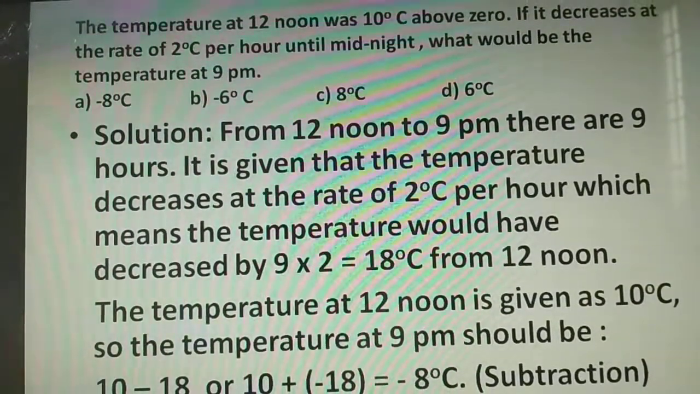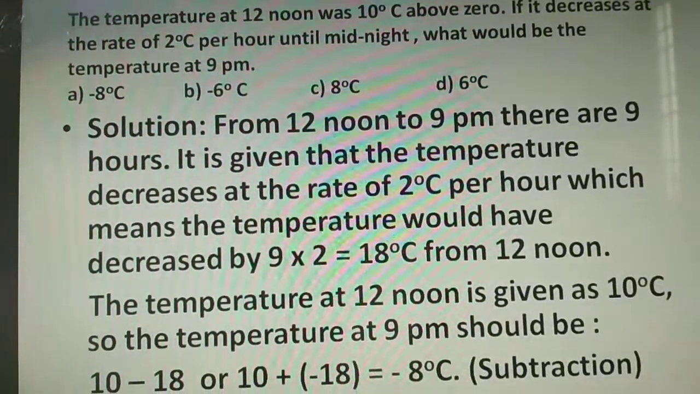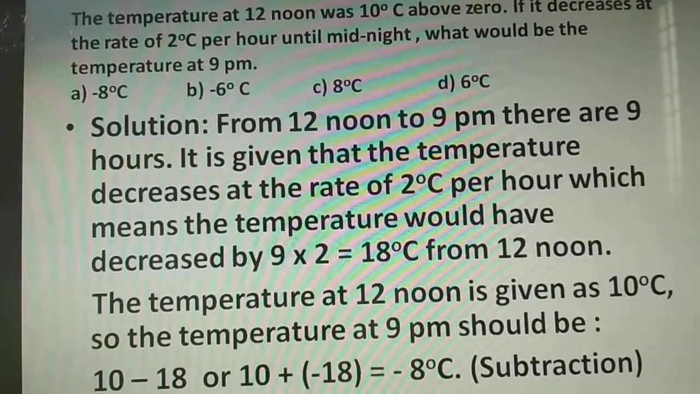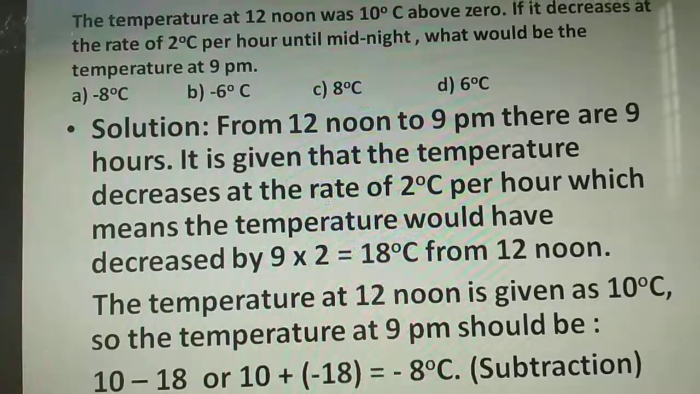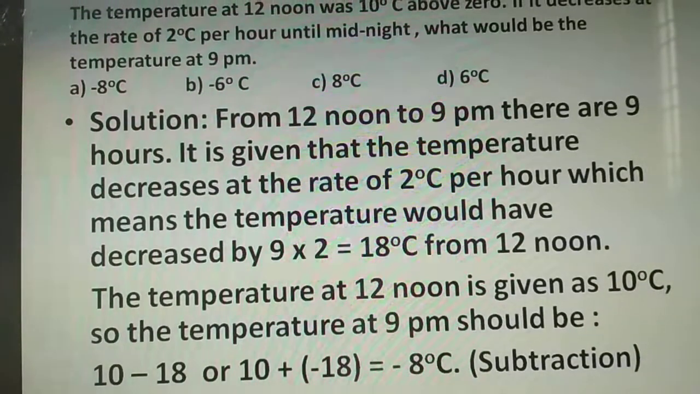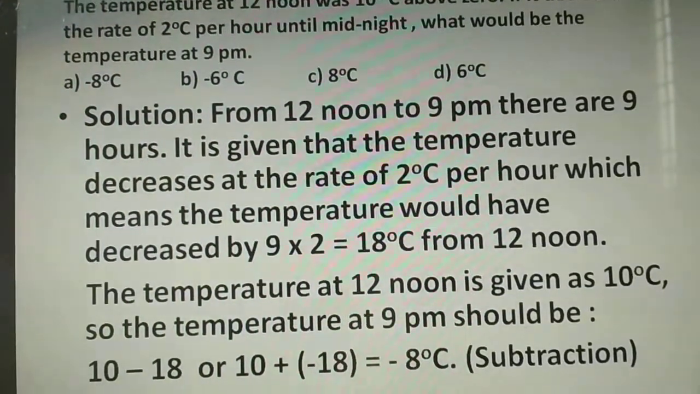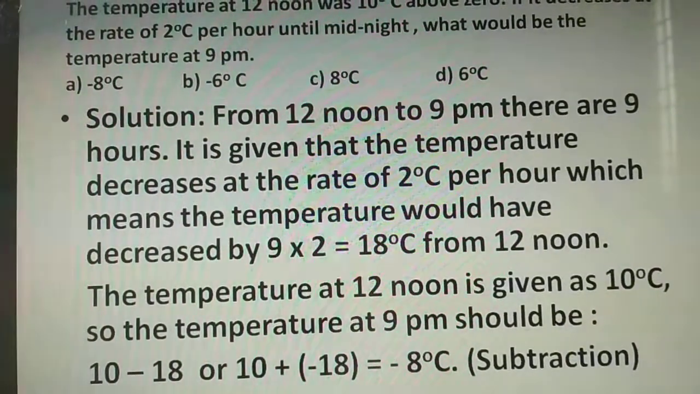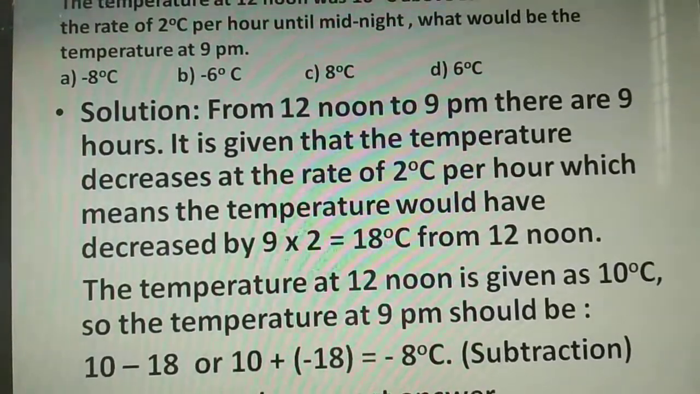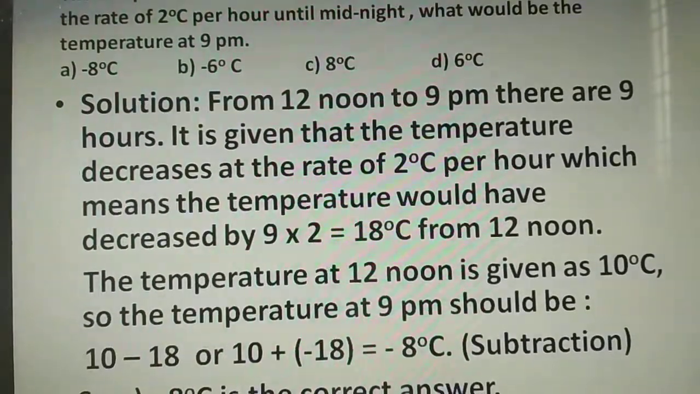Here it is given that the temperature decreases steadily at the rate of 2 degrees Celsius per hour until midnight. Since 9 p.m. comes before midnight, naturally it is still decreasing at the same rate of 2 degrees Celsius per hour. So let us consider 9 hours from 12 noon to 9 p.m. So 9 into 2 gives 18 degrees Celsius from 12 noon. The temperature at 12 noon is given as 10 degrees Celsius. So the temperature at 9 p.m. should be, you have to subtract, that's all.